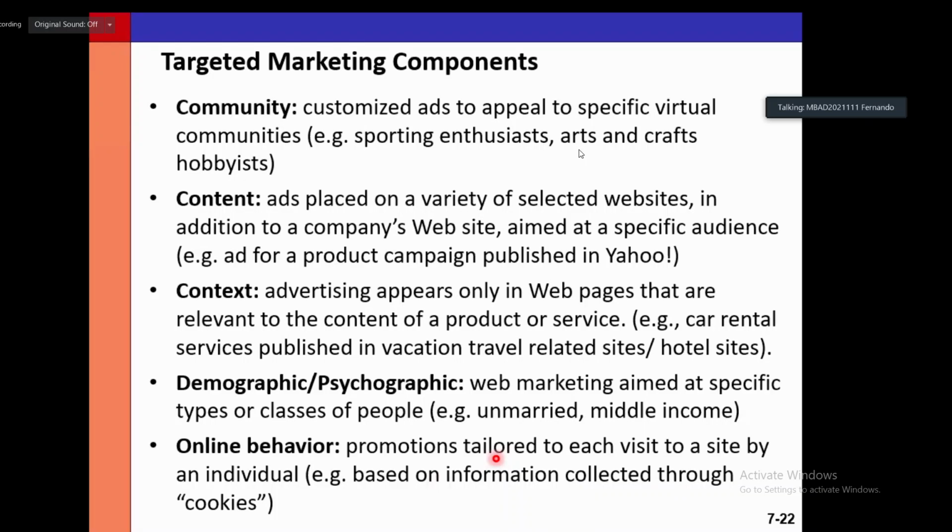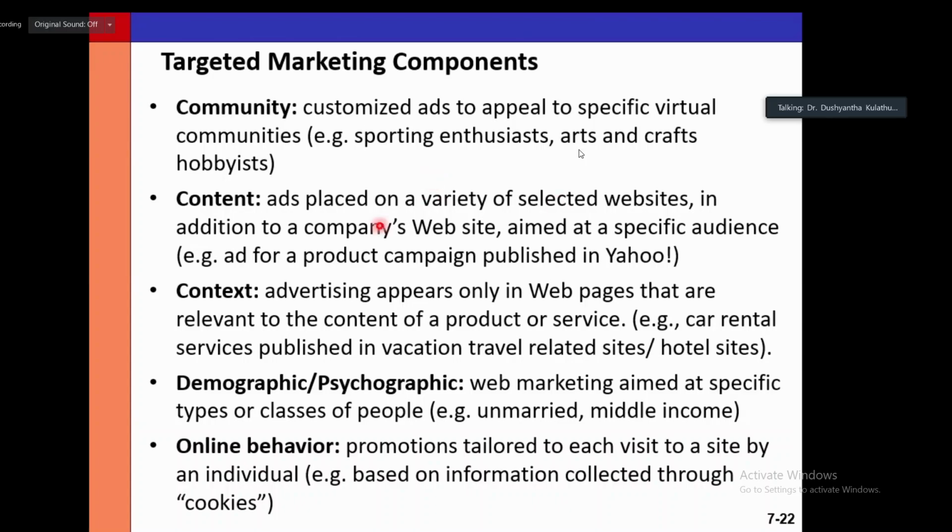Can you explain content and context? Because it quite looks like the same when you go through the definition. The first on content, it says variety of selected websites, and again in context, it says relevant to the content of the product or service. Yeah. Now here, a bit unclear.